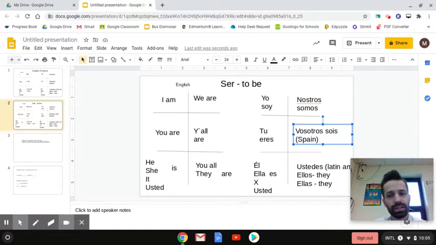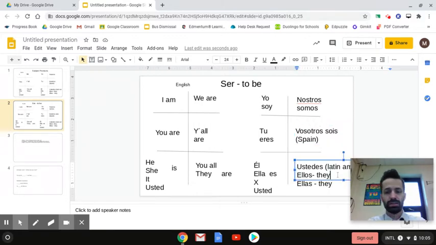Everywhere else in Latin America, they use ustedes, which is the formal version of the plural form of you. Okay, so we've got singular you informal, plural or singular you formal, and then the plural version of you, which is just used for everything most of the time. Okay. But vosotros sois, you still need to be aware of what this is, even if most of the world doesn't use it. Okay. And then down here, ellos or ustedes or ellas son.